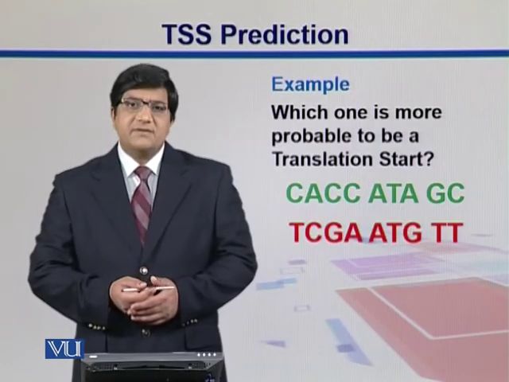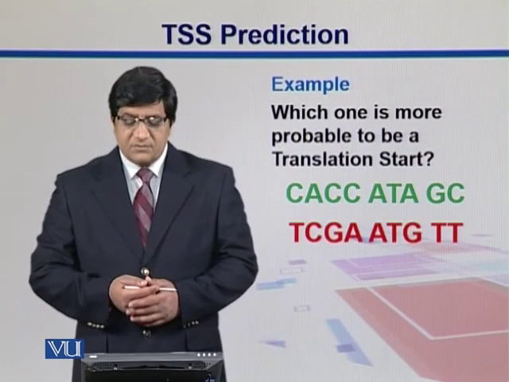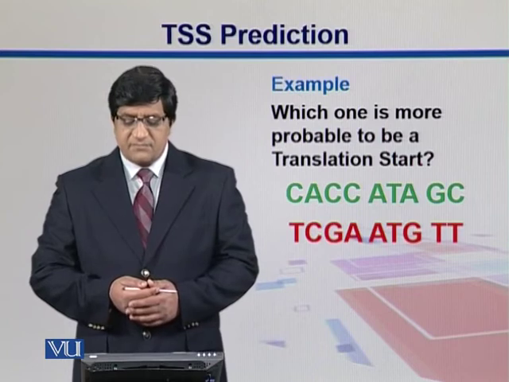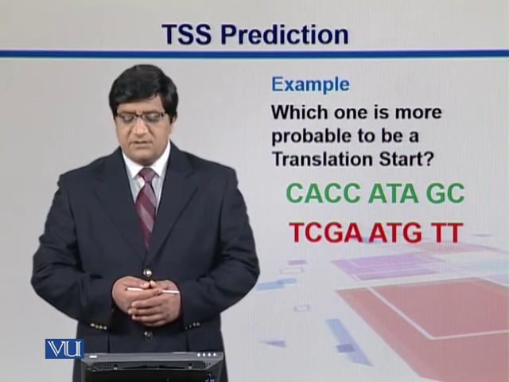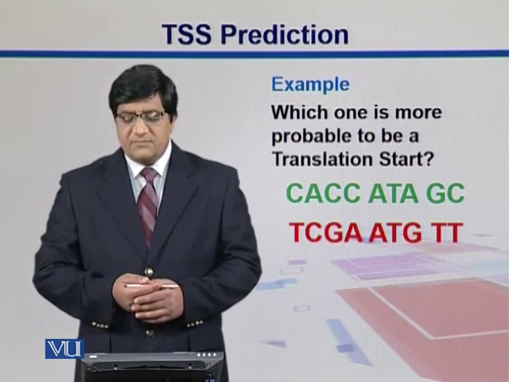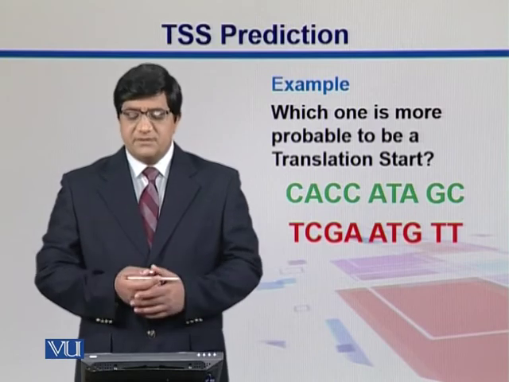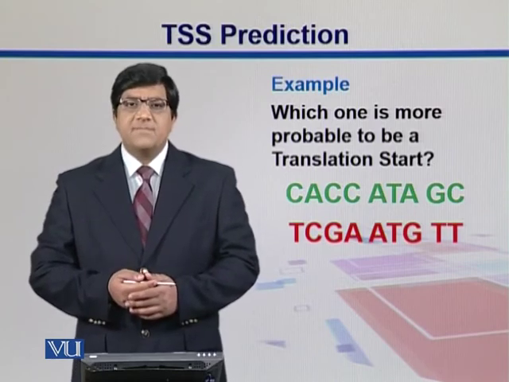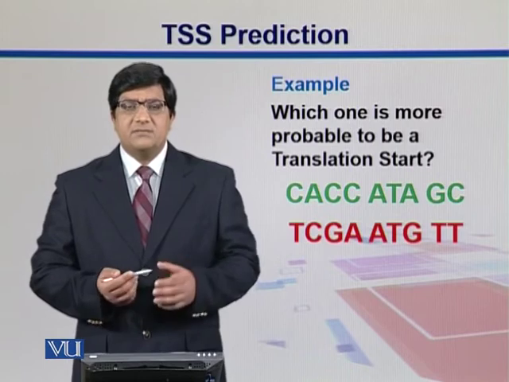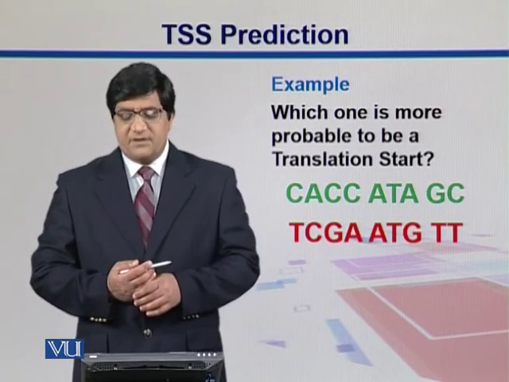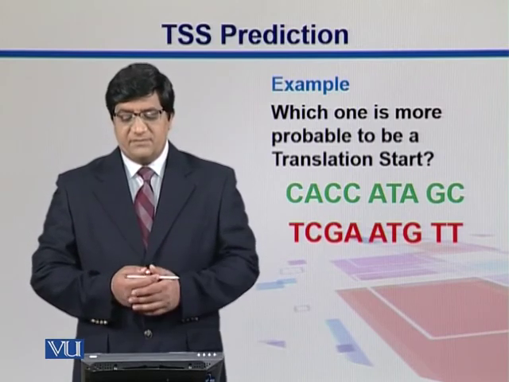So let's do an activity in order to elaborate this point. We have two sequences. One of them is CACC ATAGC, and there is another one where we have ATG and some neighbors, the green one and the red one. How can we say that one of them belongs to a place where we have this TSS?